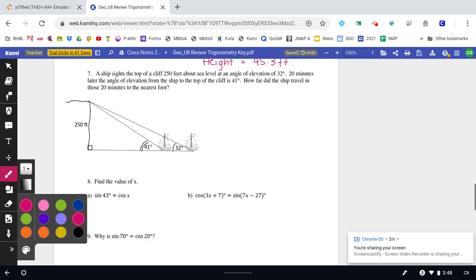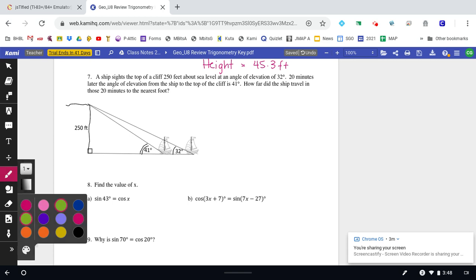All right, number 7. A ship sights the top of a cliff 250 feet above sea level at an angle of elevation of 32 degrees. 20 minutes later, the angle of elevation of the ship now is 41 degrees. Okay, so the ship is going this way. How far did the ship travel in those 20 minutes?